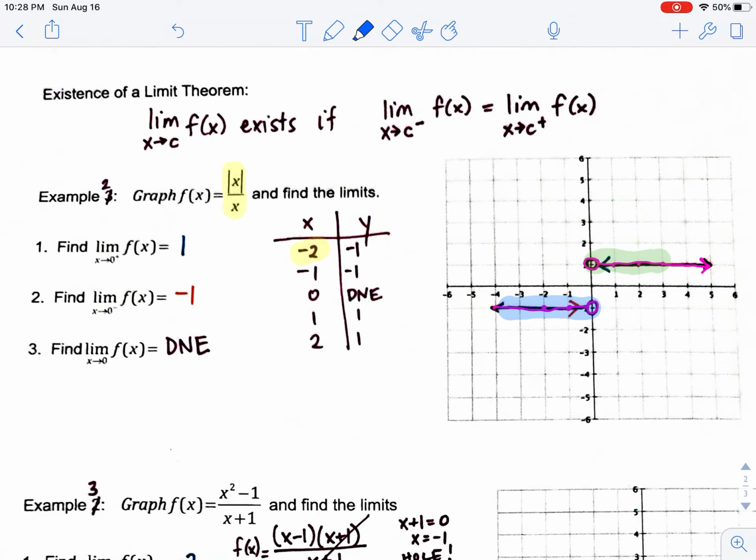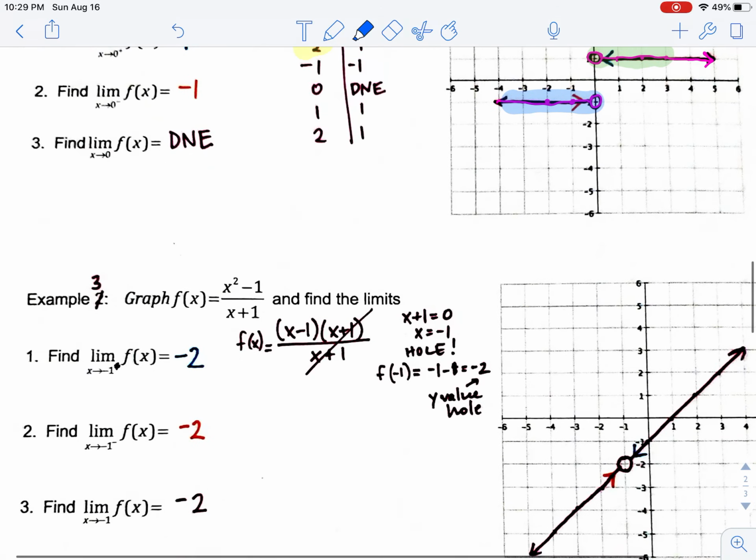Because parts 1 and 2 are not the same number, for question 3, when it asks for the overall limit, we get to say does not exist, because those highlighted regions do not come together at the same y value. Individual one-sided limits do exist, but the overall limit does not.